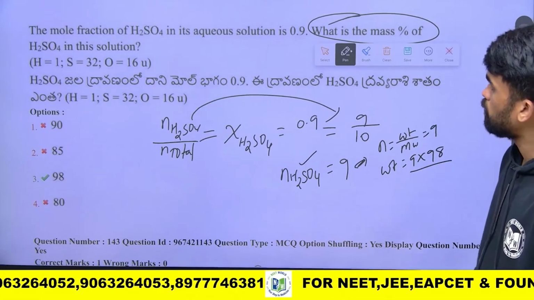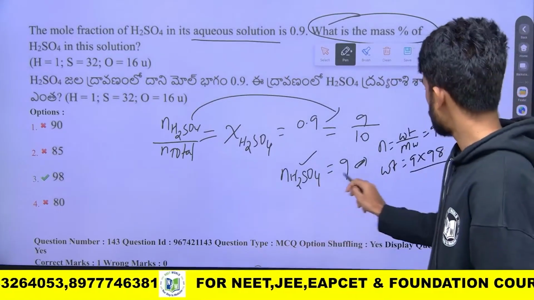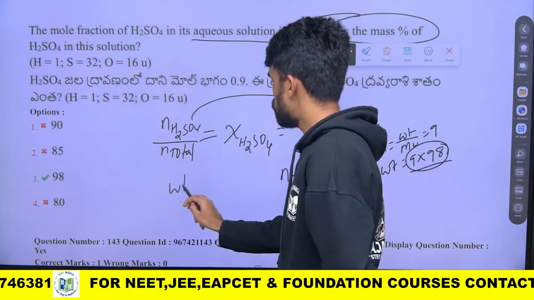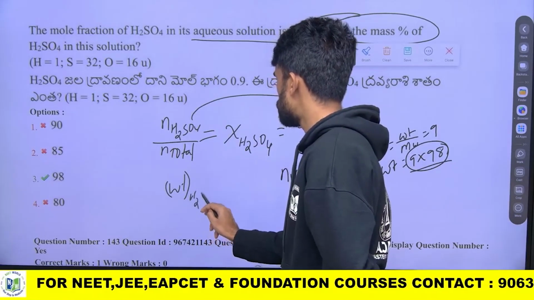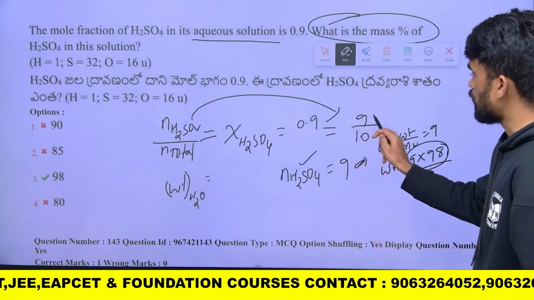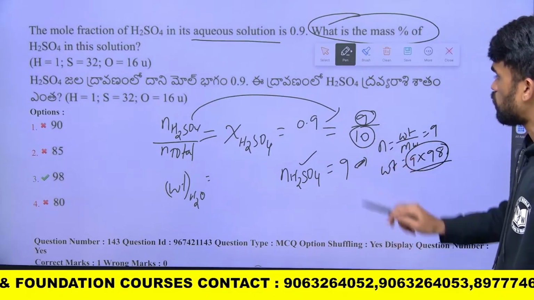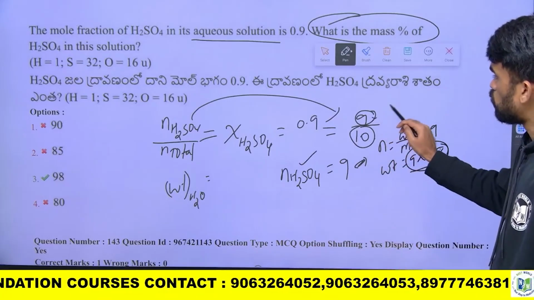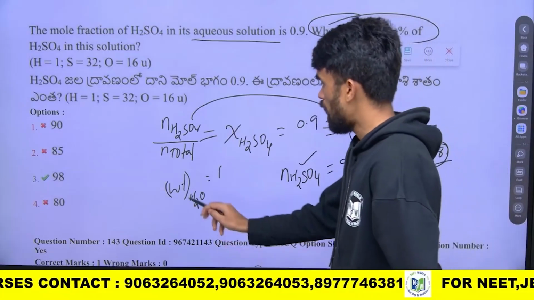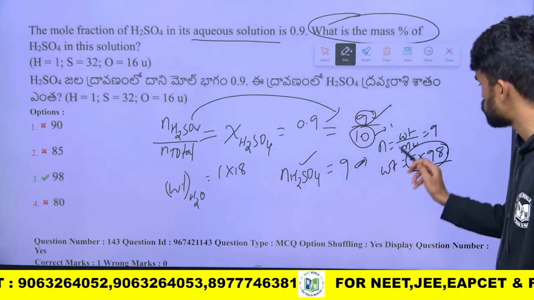Now total weight means we have sulfuric acid as well as aqueous medium. So we know the weight of sulfuric acid, we need to find the weight of water here. So how many moles of water is there? Out of this 10 moles, 9 moles are sulfuric acid, so the remaining one is water. So the total number of water molecules is 1 and its molecular weight is 18. So 1 into 18, I am writing directly using this formula.